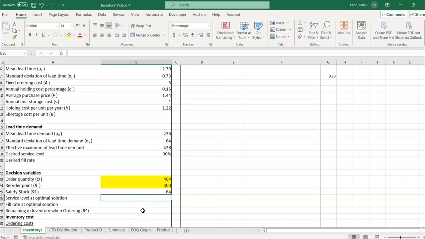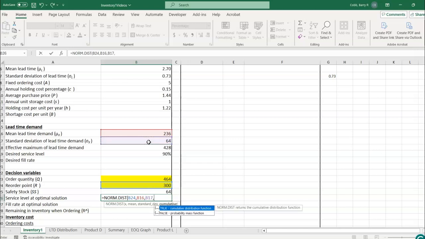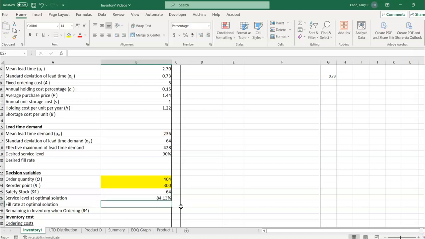Now, the service level at the optimal solution is the probability that an order is filled on time before we have any stockouts. And so that would just be the area under the curve up to the reorder point. And so we would enter the reorder point in our normal distribution. We'll enter our mean, our standard deviation, and then the 1, we can either click true or type 1, and that means we want the cumulative probability up to that reorder point. And we'll look back to the picture when we get a solution.